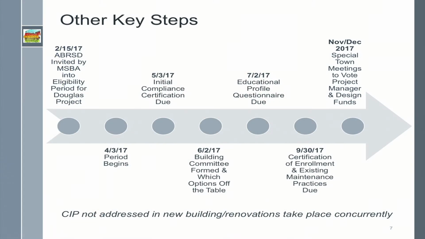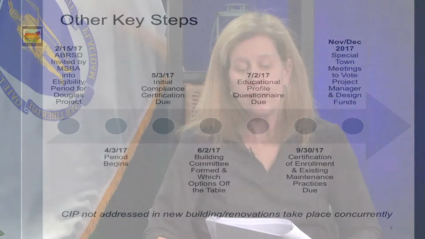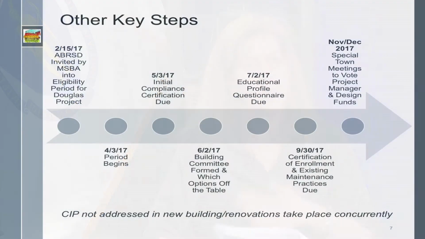As a part of this, by early June, we need to decide which of our building options are off the table, and that's where your input comes in today. After we make recommendations to the school committee on which options to get rid of, the school committee will work with the MSBA over the summer to help refine those options. Lastly, on December 4th, we will convene special town meetings in Acton and Boxborough to request funds for a project manager and design funds. If those funds are approved, we'll then move into the design phase of the project.